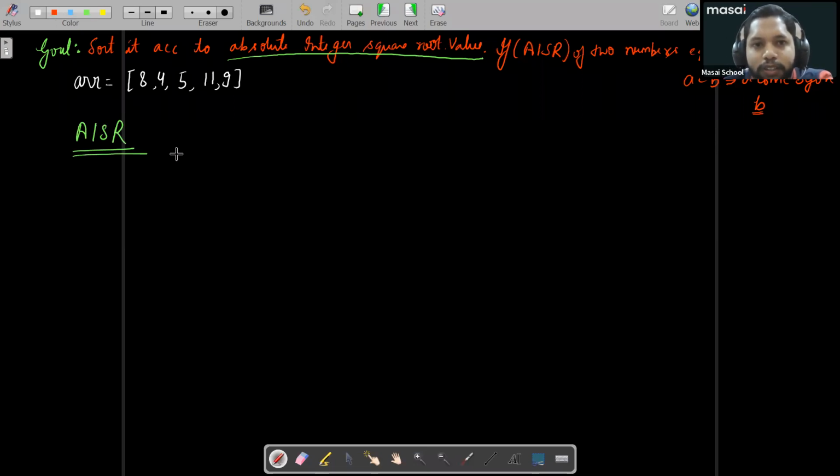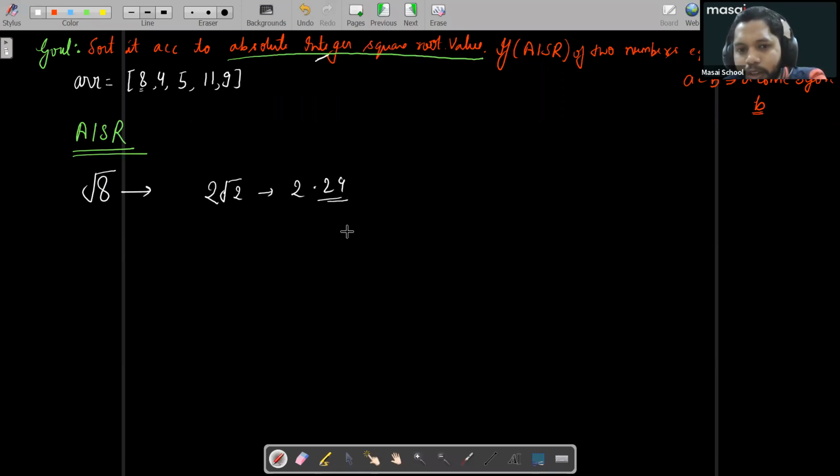So what do we need to do here? We need to take the absolute value and the integer value of the square root. So what is the square root of 8? The square root of 8 is 2 root 2. So I can say that it is around 2.24 something.